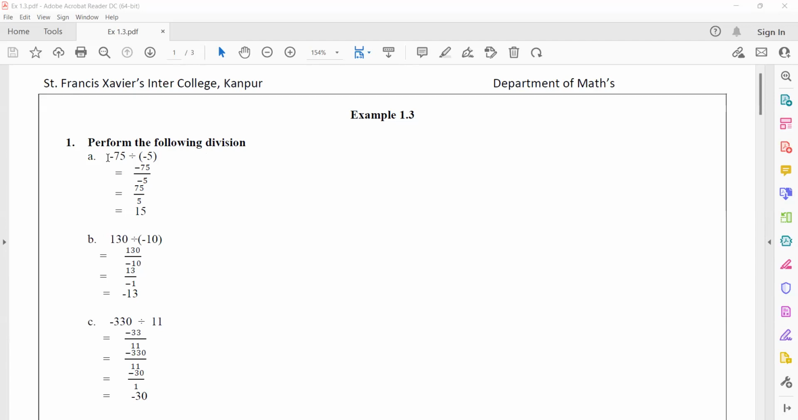The first question says that minus 75 is divided by minus 5. As you know, minus 75 and minus 5 are both integers and both are negative. So the pattern of solving the question is very easy. You know this concept very well. So first of all, we write minus 75, and then we need the upon sign, and then we write minus 5.